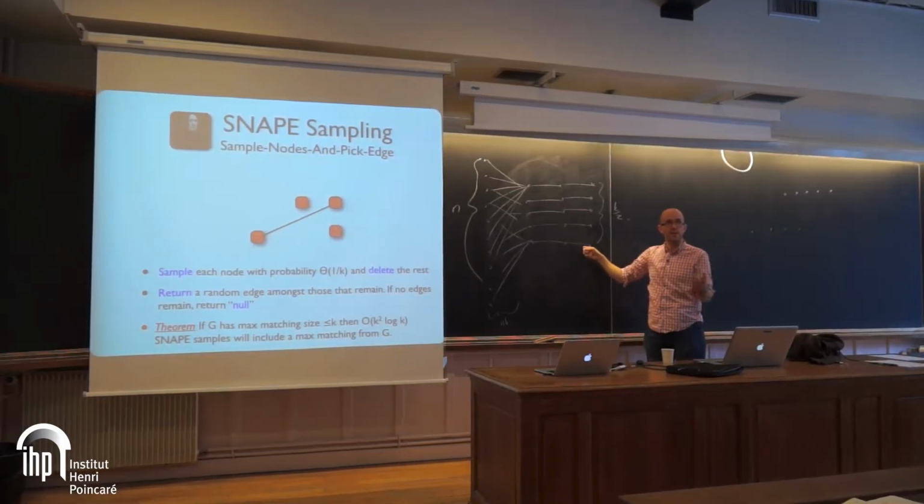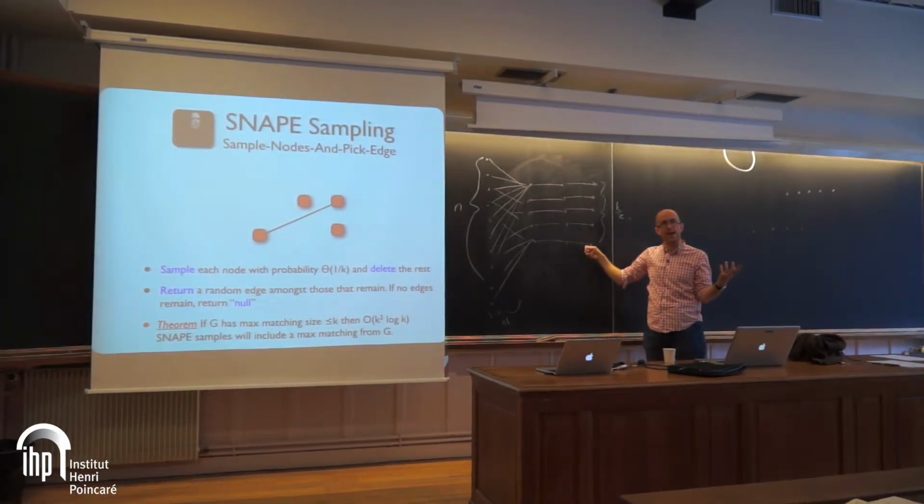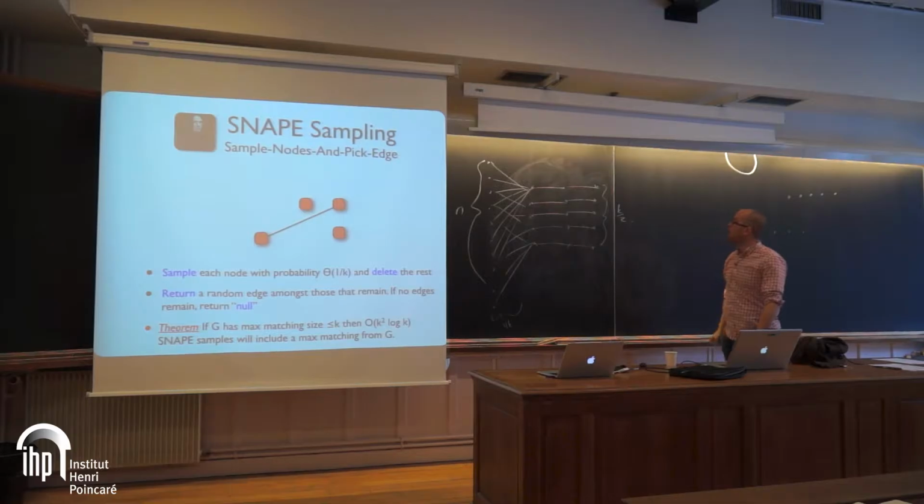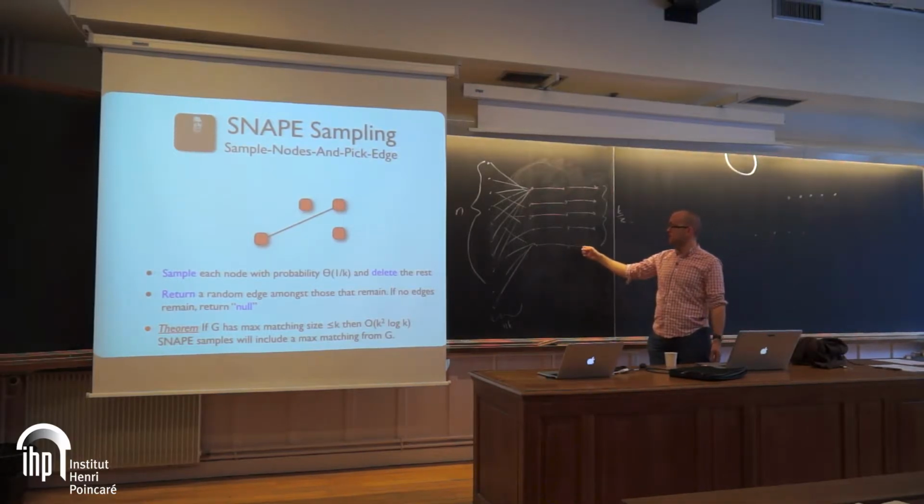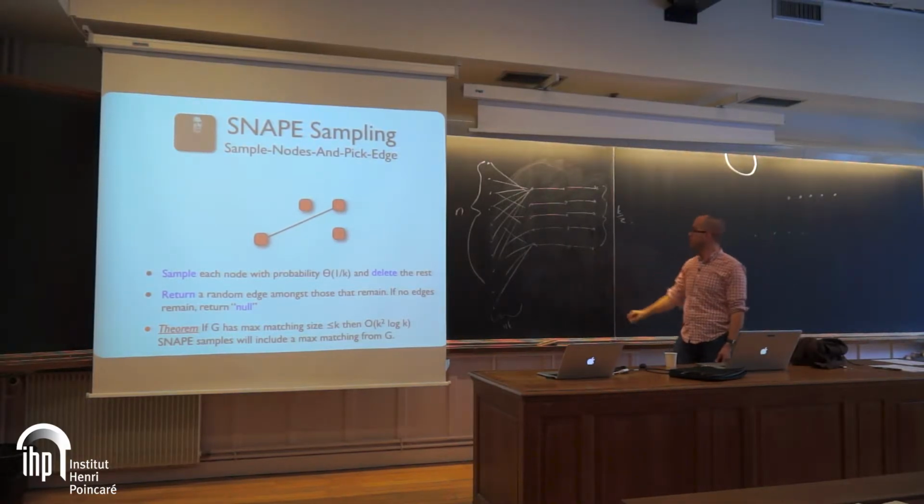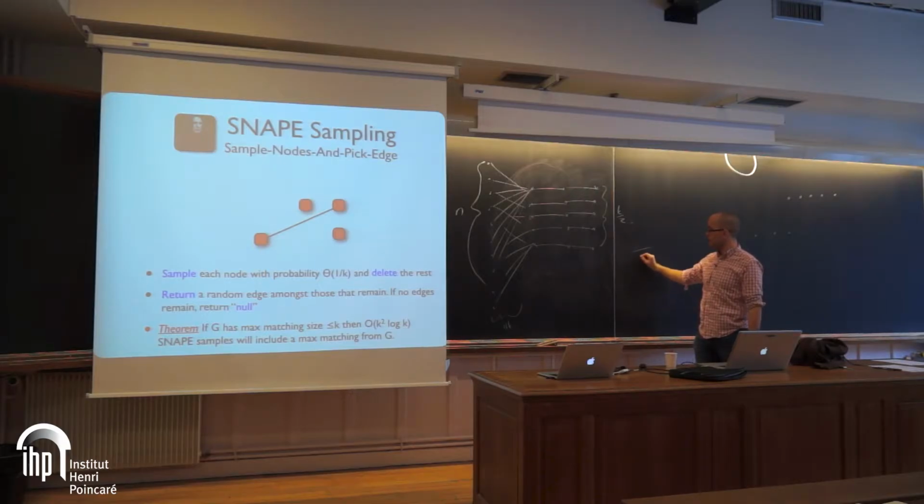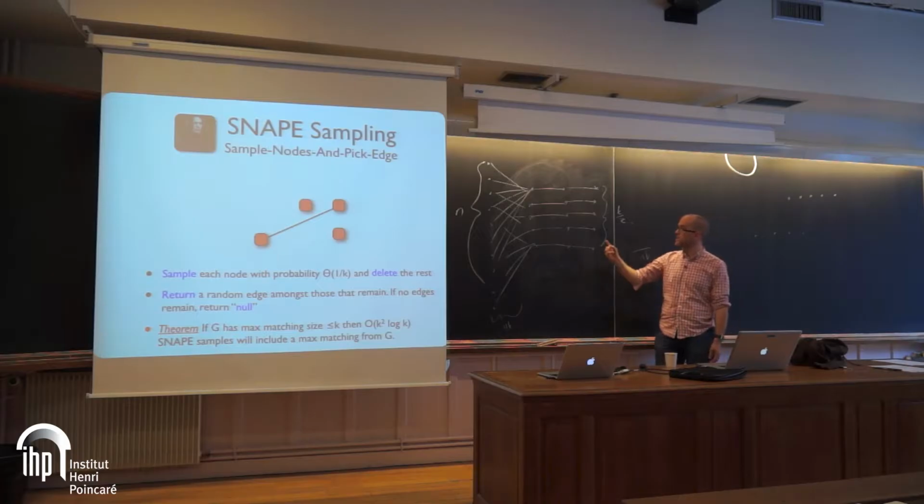And yet, think about what would happen if we did uniform sampling. There are roughly nk edges here, and there's only k edges here. Now, if we want to sample a bunch of edges and find a maximum matching, we need to sample every edge here. Because as soon as you lose one of these edges, you're not going to be able to find a matching of size k in the resulting graph.